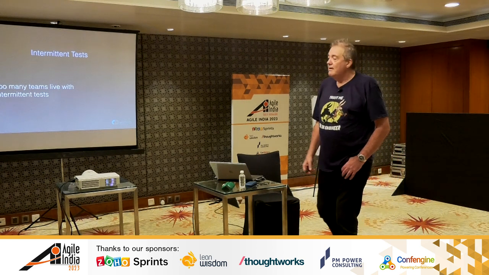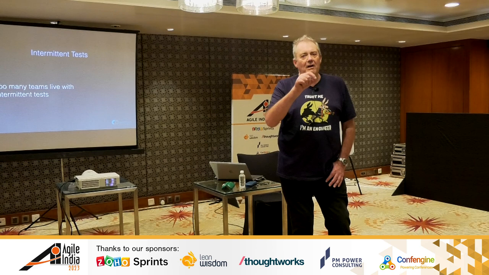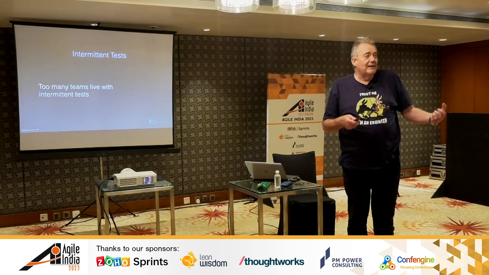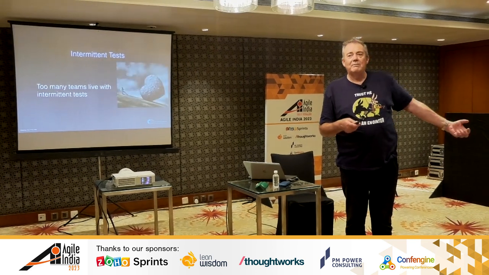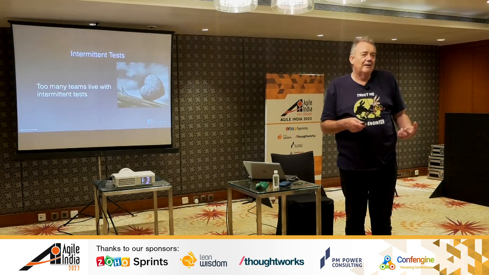Too many teams live with intermittent tests, and it's at the stage where some build tools, for example, will give you the option to flick a switch and say, if a test fails, run it again. What on earth does that mean? What's the point of that? If I run the test again, it's lying to me. If I run the test again and this time it passes, it's lying to me one of the times. Is it lying to me when it's passing or is it lying to me when it's failing? I don't know. I can't tell.